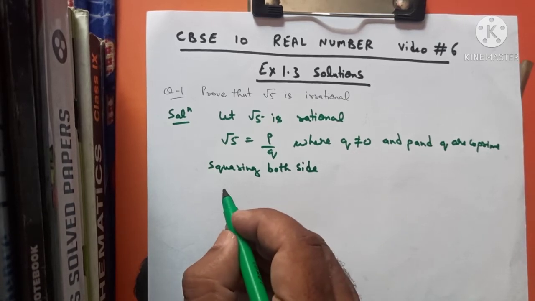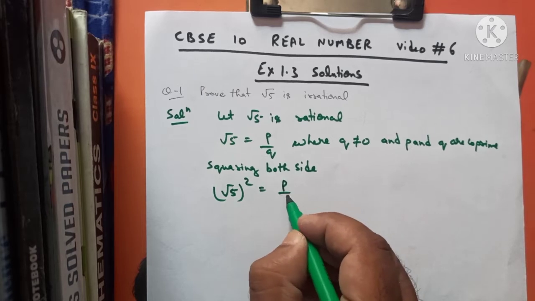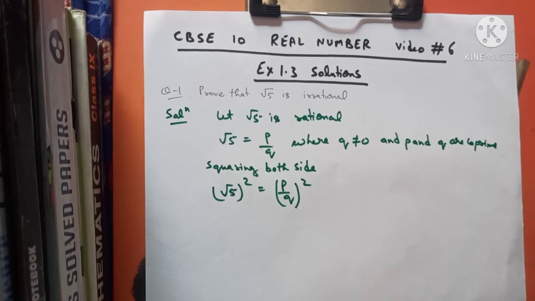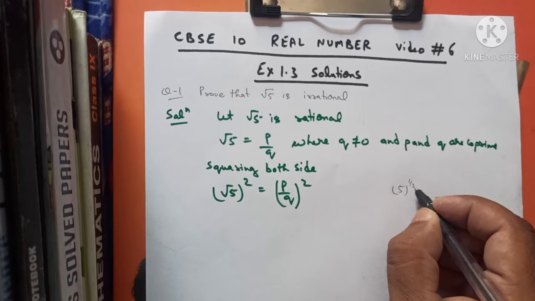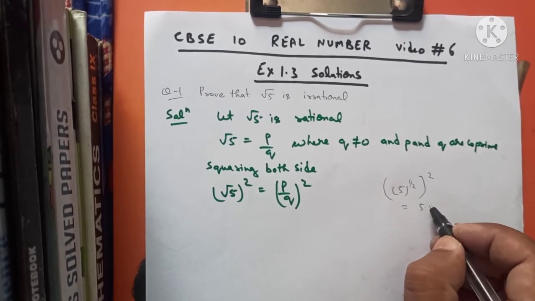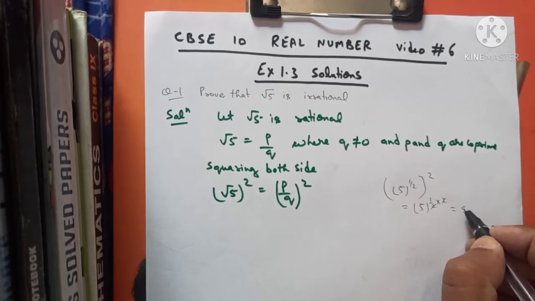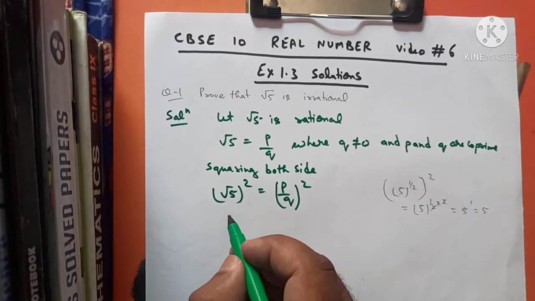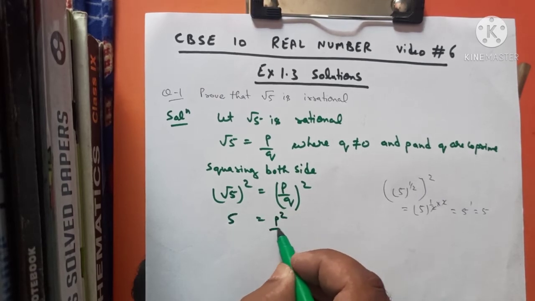So the square of root 5 is equal to the square of p upon q. So square of root 5 means what? Root 5 is basically 5 raised to the power 1 upon 2, whole square. So it is 5 raised to the power 1 upon 2 into 2, which is equal to 5 raised to power 1, that is 5. So we can write root 5 whole square as 5 and it will be p square upon q square.